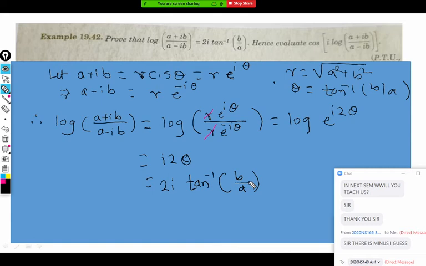So simple. The only thing is you should notice this is a log, so you should convert into polar form, or rather exponential form. The best is exponential, because log of exponential is 1. So a plus ib we wrote in exponential form, a minus ib also in exponential, and just simplified, we get this.